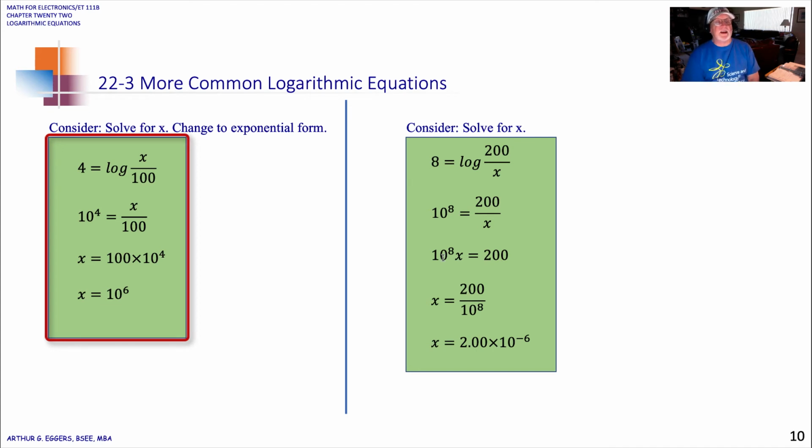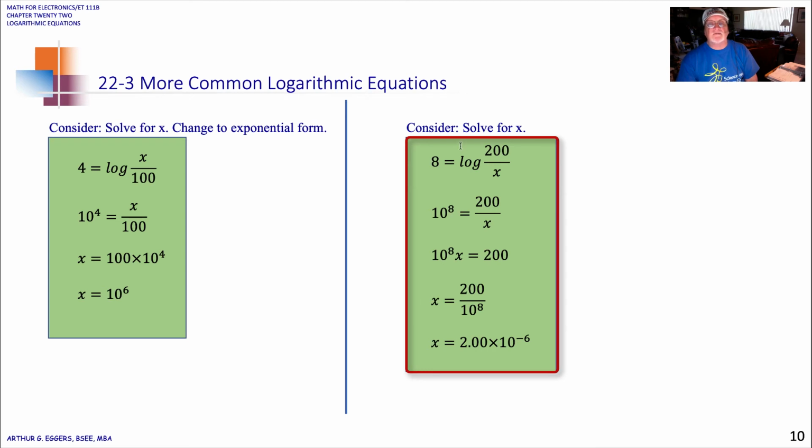Okay, next example. If I have a value here where we're going to take the log of a fraction, and it contains the unknown x, so that we can solve for the value of x. So the recommended solution here, the first thing we do is take the inverse log of both sides. The inverse log says that we're going to raise 10 to that 4th power, and we're left with x over 100. So now x becomes 100 times 10 to the 4th, or 10 to the 6th. Again, it's always best to put your answers in scientific or metric engineering notation.